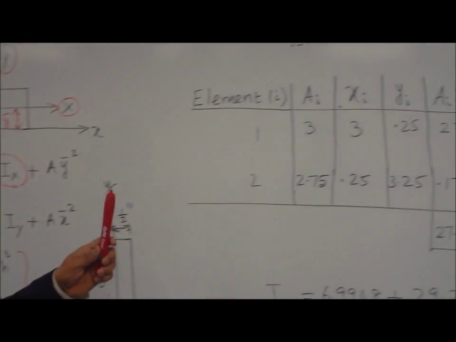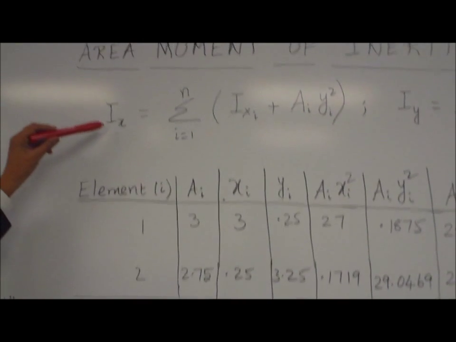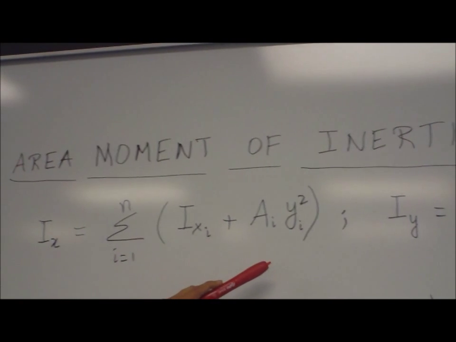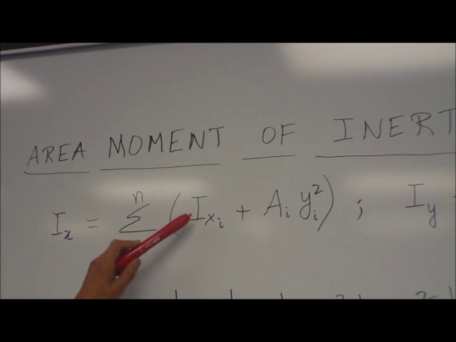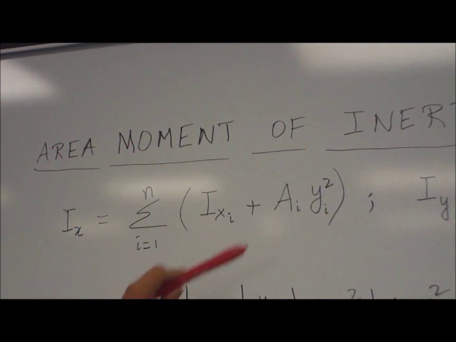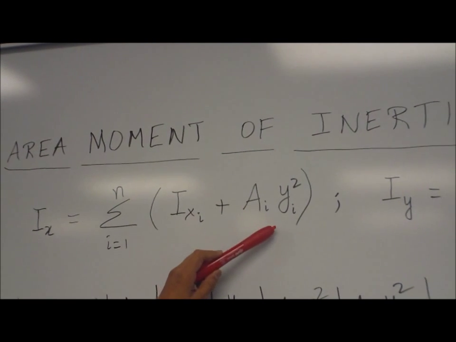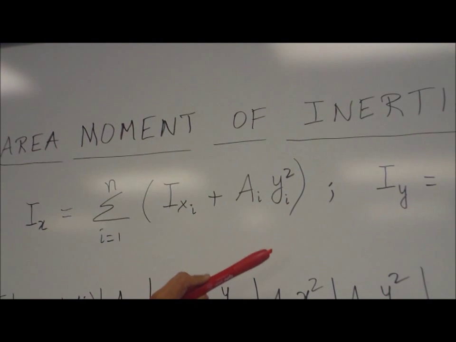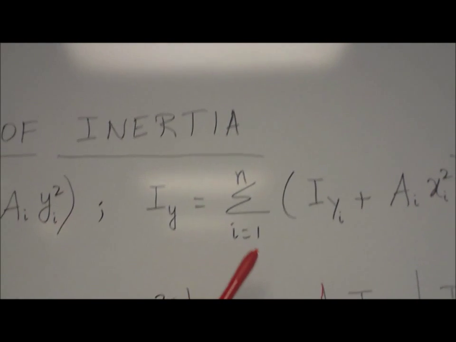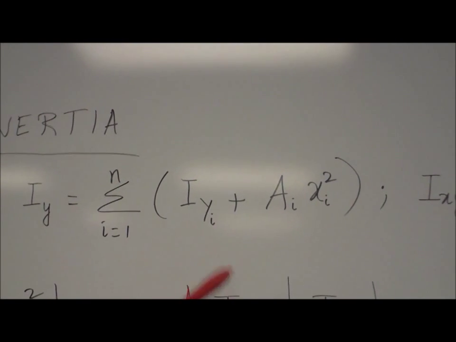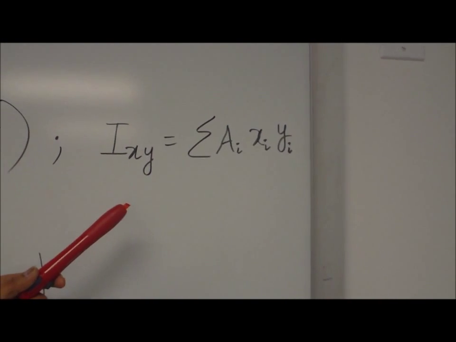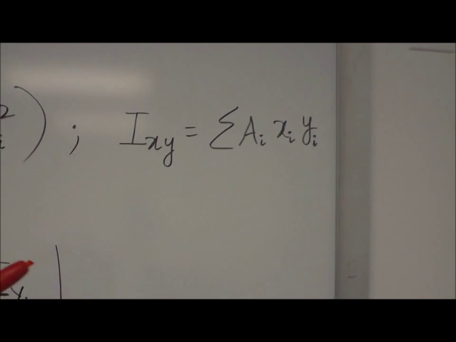Now let us see that for any complex shape, your Ix can be written as the summation of I x i plus A i y i squared. Here I capital X i is the centroidal inertia about the x-axis of the ith element, A i is the ith element area, and y i is the y coordinate of the centroid of the ith element. Similarly, Iy is the sum of I capital Y i plus A i x i squared. And Ixy, the product of inertia, is defined as the sum of A i x i y i.